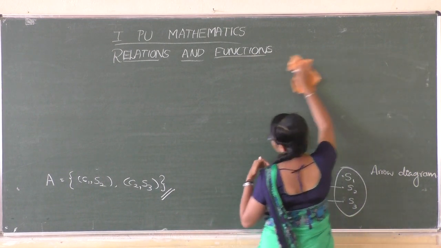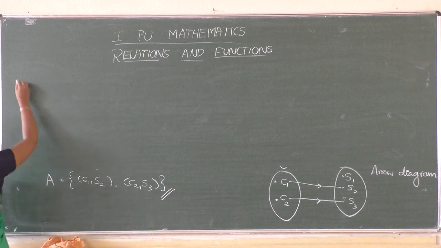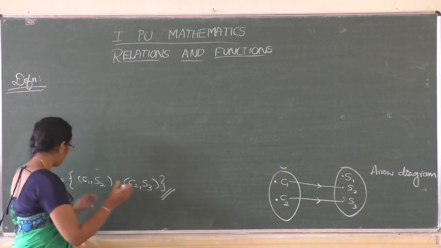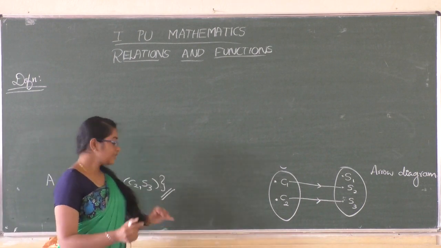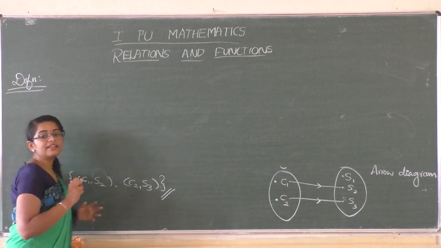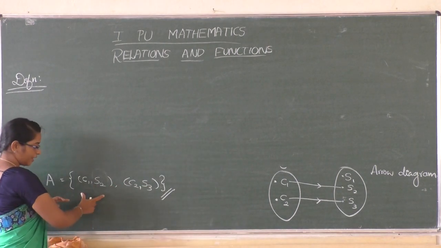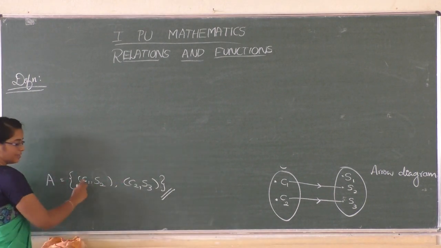Now we have the definition of domain. Note that we have the ordered pair here. This is a relation and we have the ordered pair. See, the second element of the ordered pair is said to be the image of the first element.